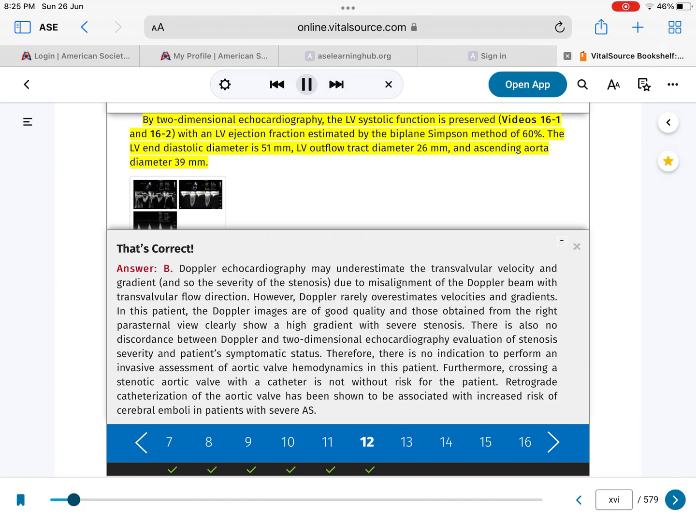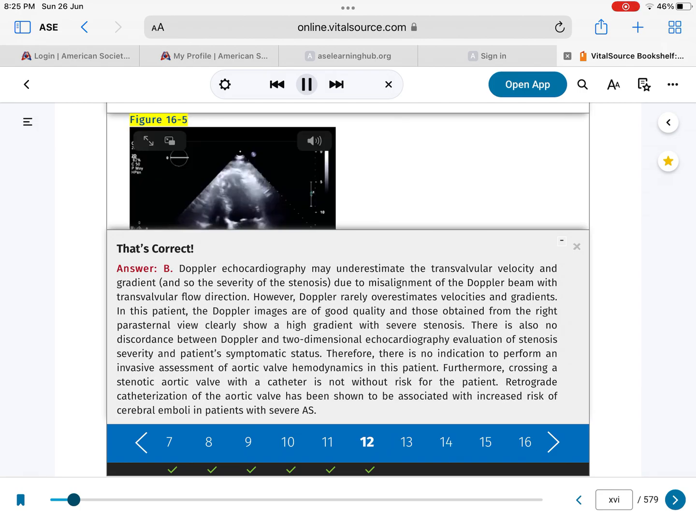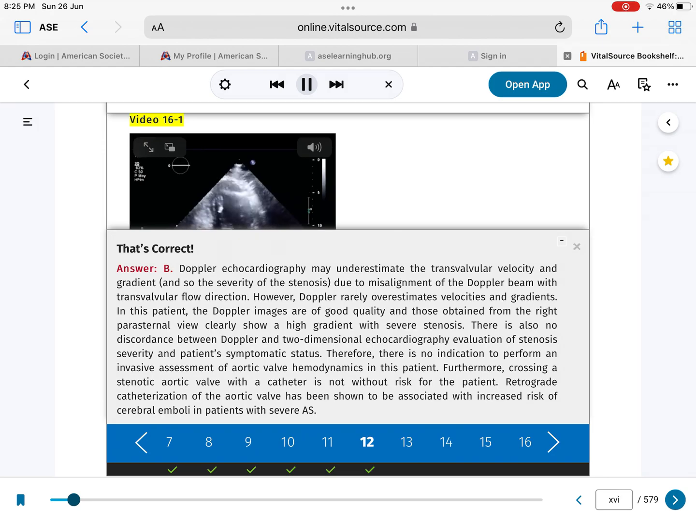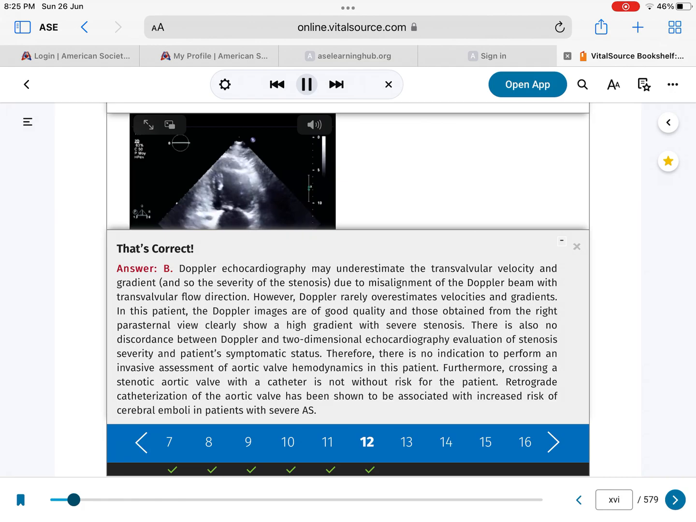By two-dimensional echocardiography, the LV systolic function is preserved, videos 16.1 and 16.2, with an LV ejection fraction estimated by the biplane Simpson method of 60%. The LV end diastolic diameter is 51 mm, LV outflow tract diameter 26 mm, and ascending aorta diameter 39 mm. Figure 16.5. Video 16.1. Video 16.2.